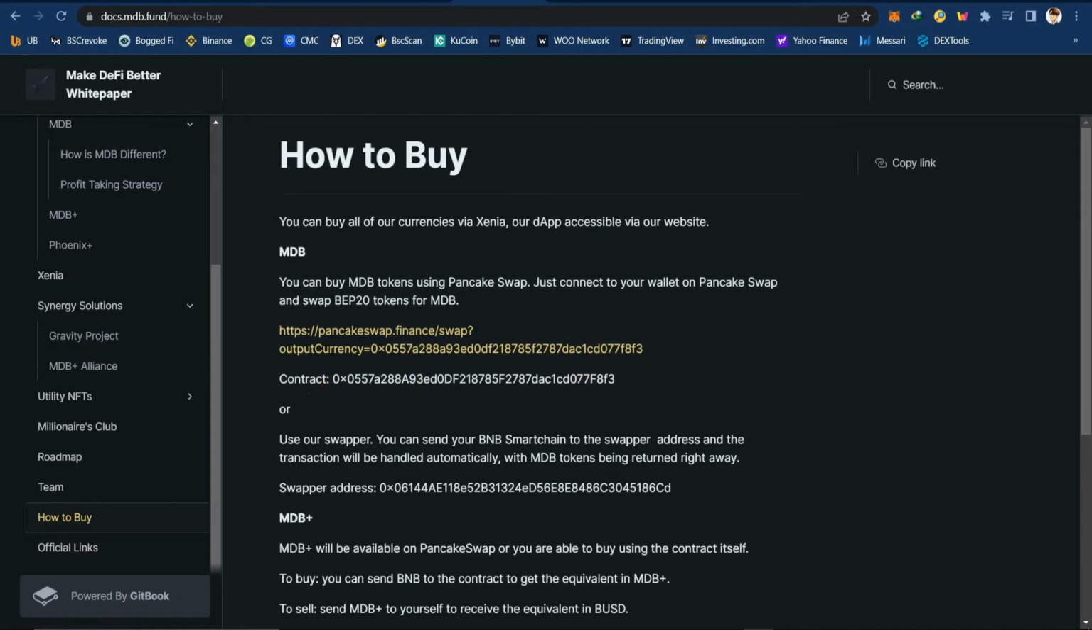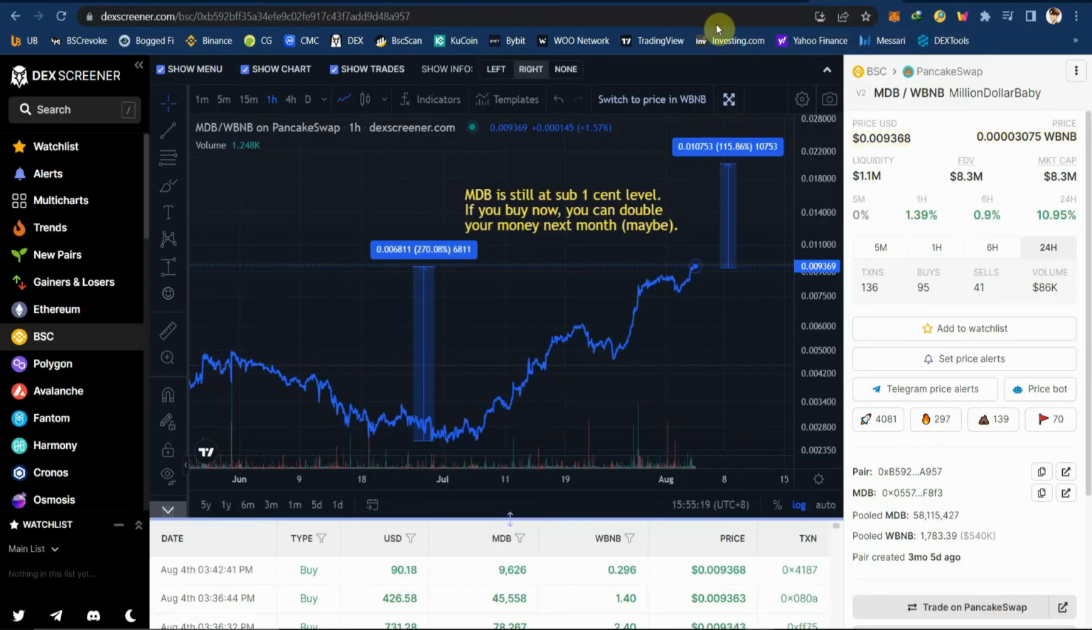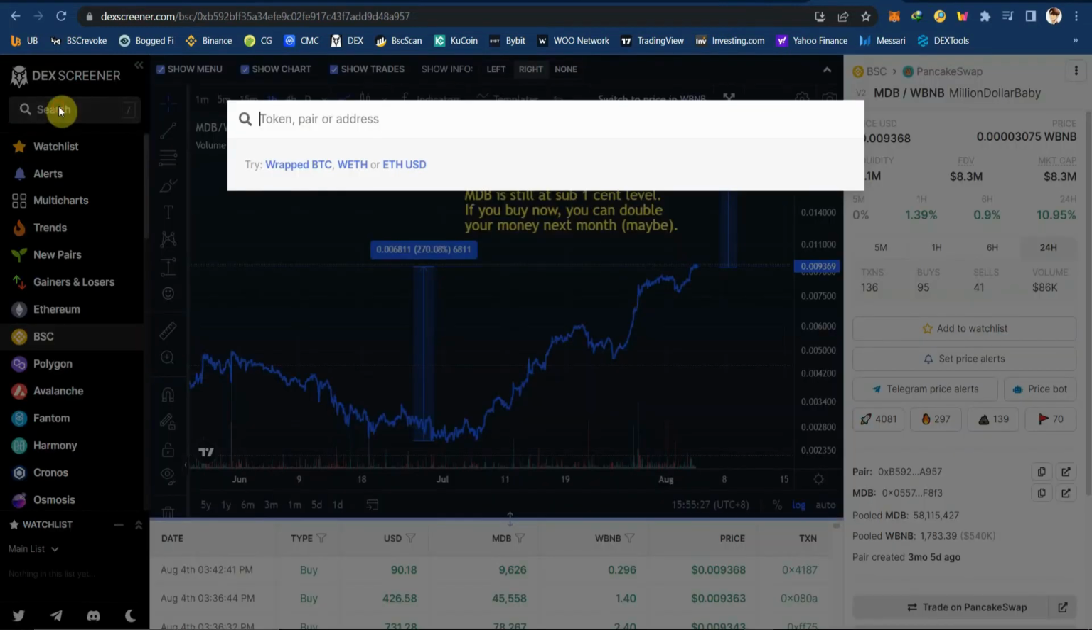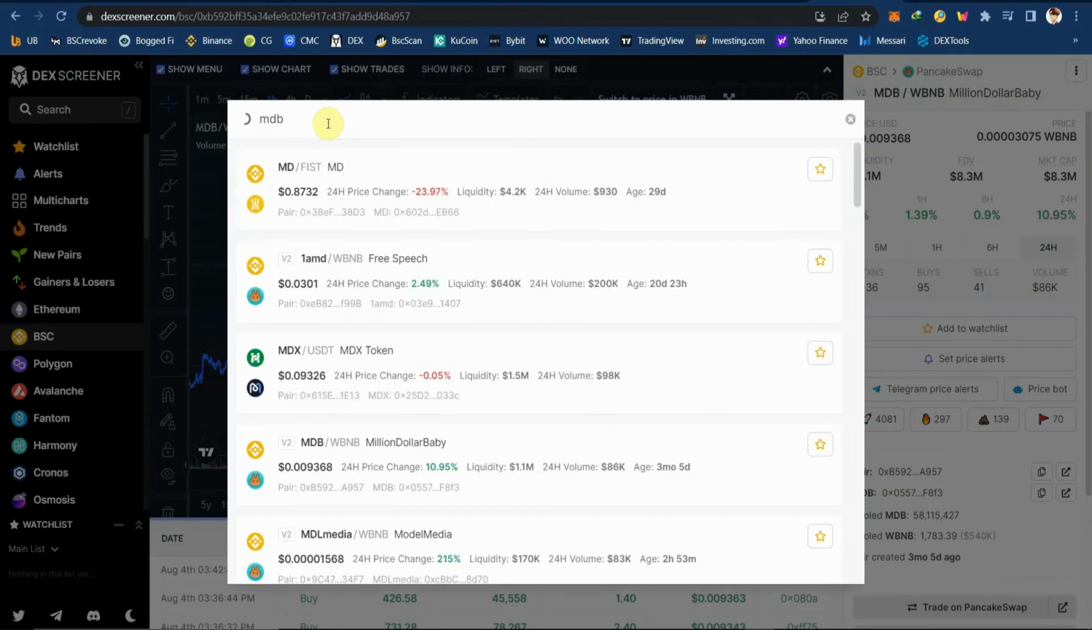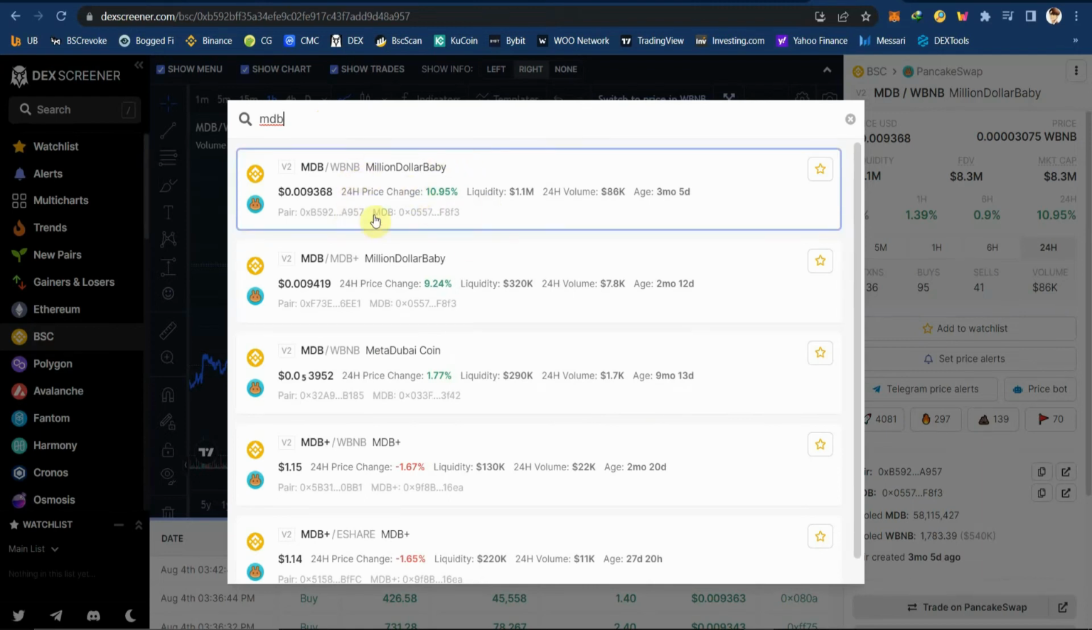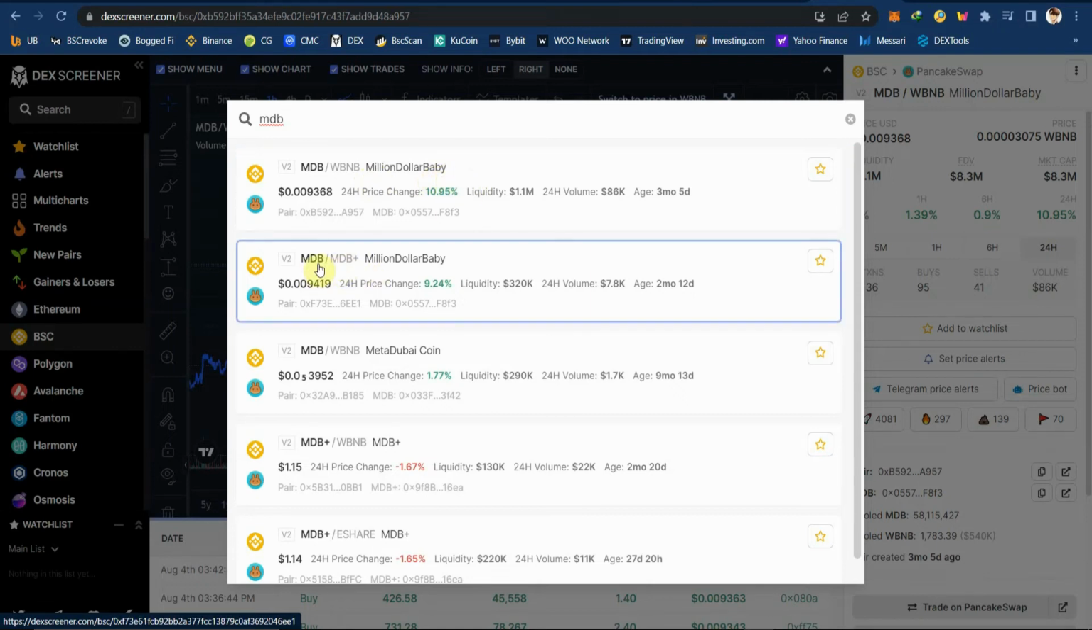And also, you could check it here in DexScreener. So you could go to dexscreener.com and then you type MDB. So there's a window that will pop up and then you'll get to see this. So this one is the MDB version 2, MDB/WBNB, Million Dollar Baby. And they also have this MDB/MDB Plus pair.